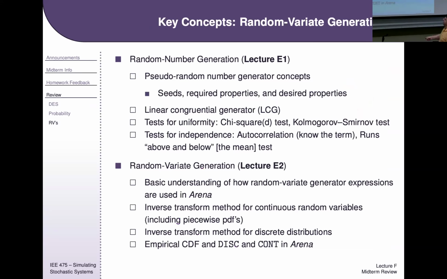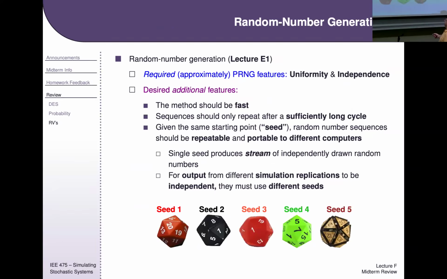Okay. And then, rounding up here, the last things are random variate generation and random number generation. These are the last two things we covered, which you've had less time to let marinate, but hopefully they're freshest in your mind. The required features of random number generators, PRNGs, are uniformity and independence. If I ask you what things must be the case for a random number generator, those are the two things. We also talked about things that are desired, but those are not the required things.